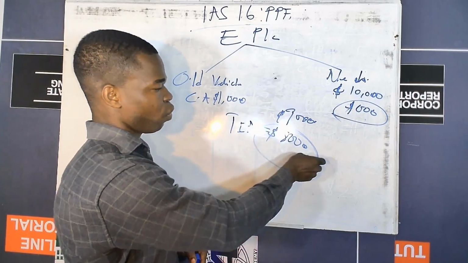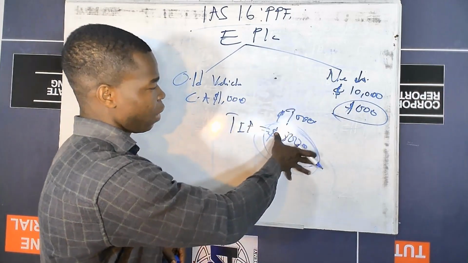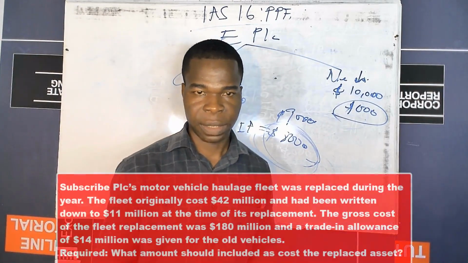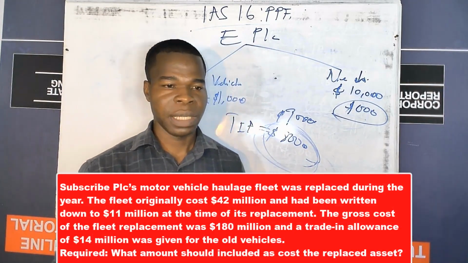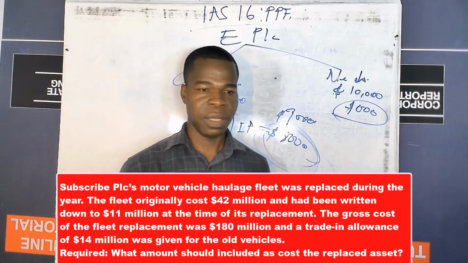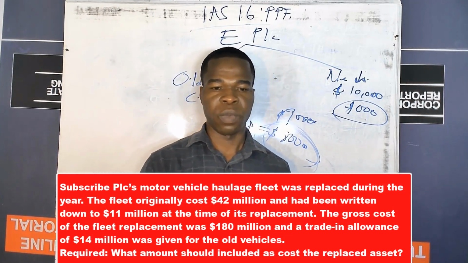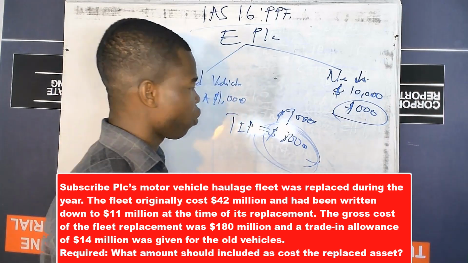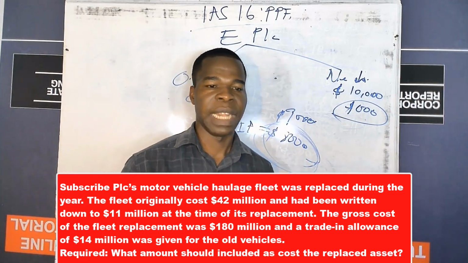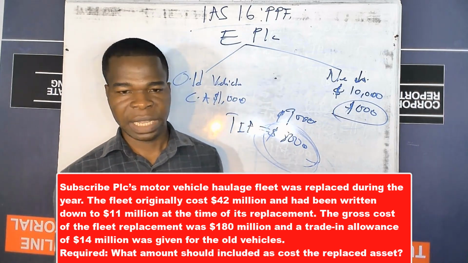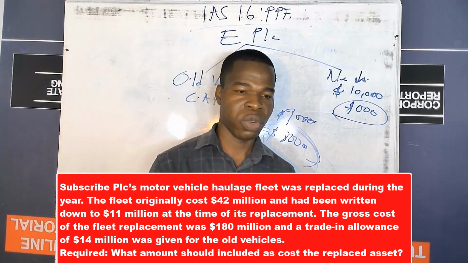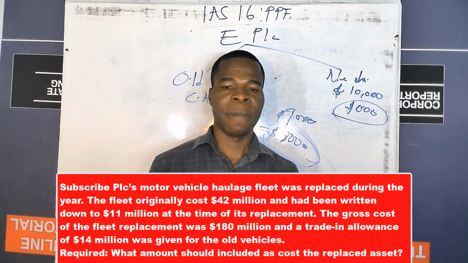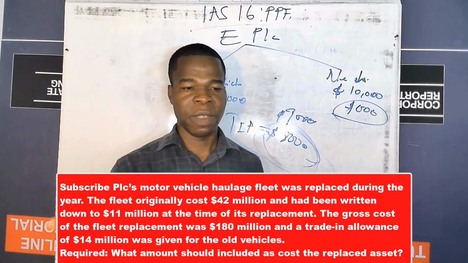That is the cost that we are supposed to carry or use in the financial statement of the entity. So let's look at the question. It says Subscribe PLC Motors' vehicle fleet was replaced during the year, and the fleet originally cost 42 million and had been written down to 11 million at the time of the replacement, and the gross cost of the fleet replacement was 180 million, and a trading allowance of 40 million was given for the old vehicle.